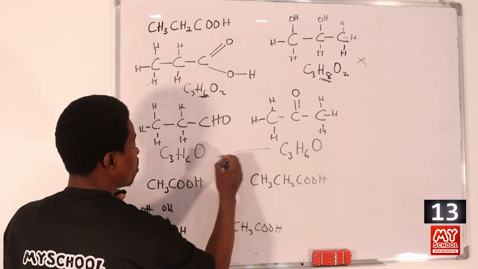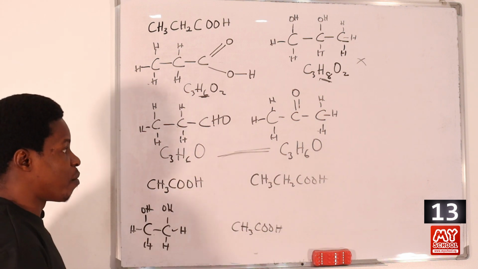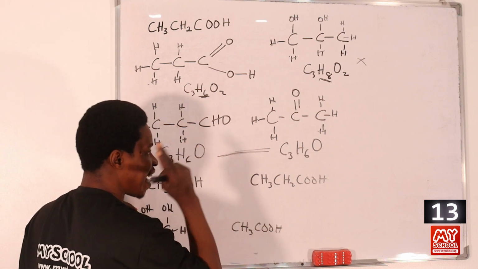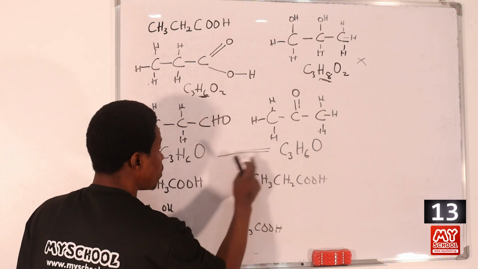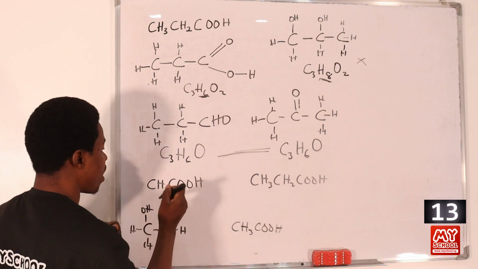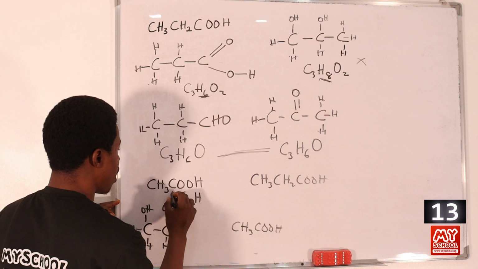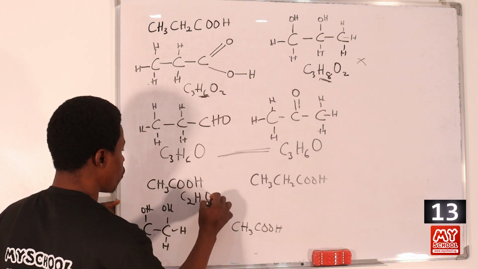Of course, these are two of them, they have the same molecular formula here. Though their structures are not the same. But for isomers, the molecular formula must be the same. Let's look at this. We have C2, H4, and then we have O2 here.